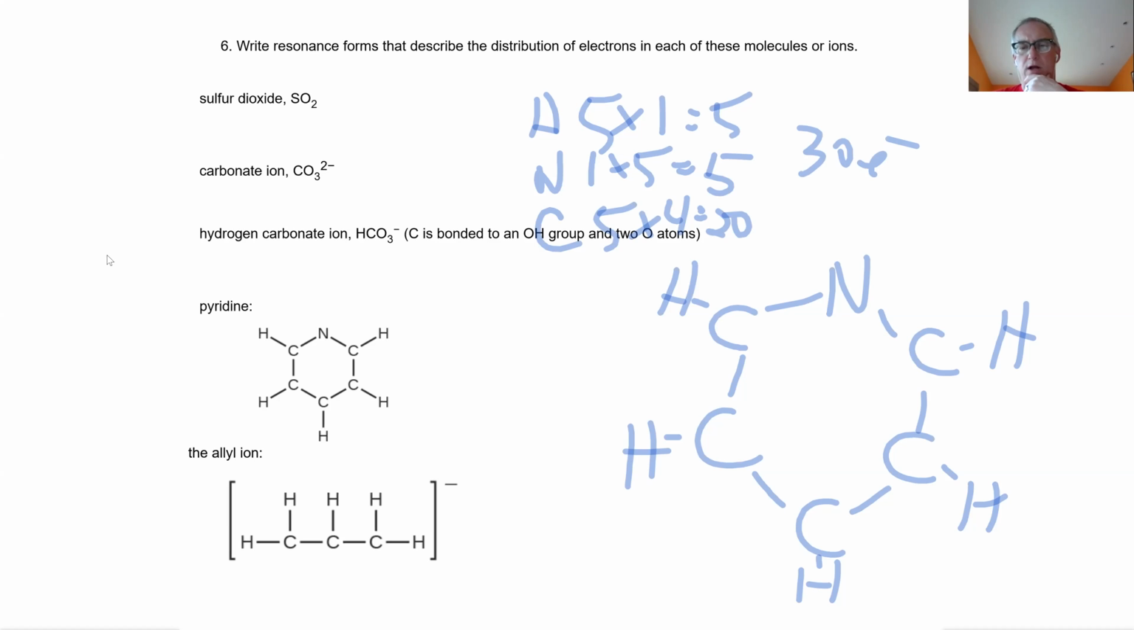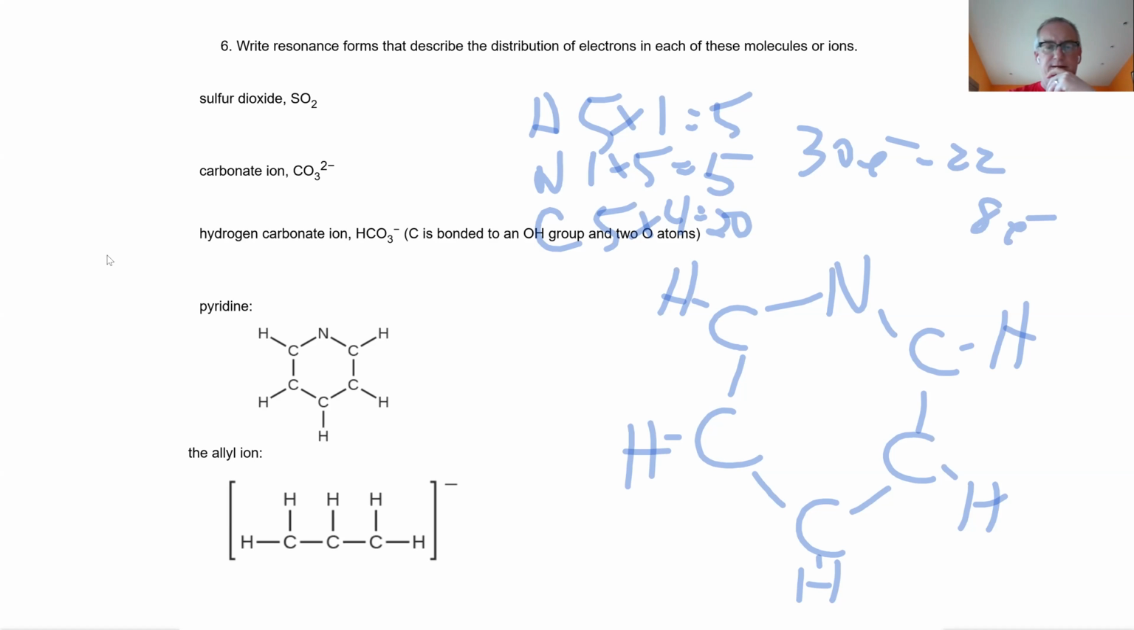And how many do we have in bonds? 1, 2, 3, 4, 5, 6, 7, 8, 9, 10, 11. 11 bonds, and 11 times 2 is 22. So that's minus 22, so we're left with 8. Okay, so we have 8 electrons left.